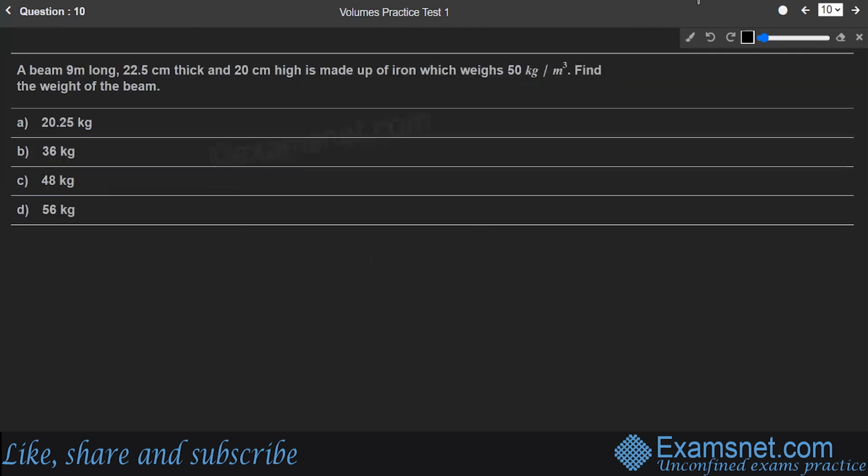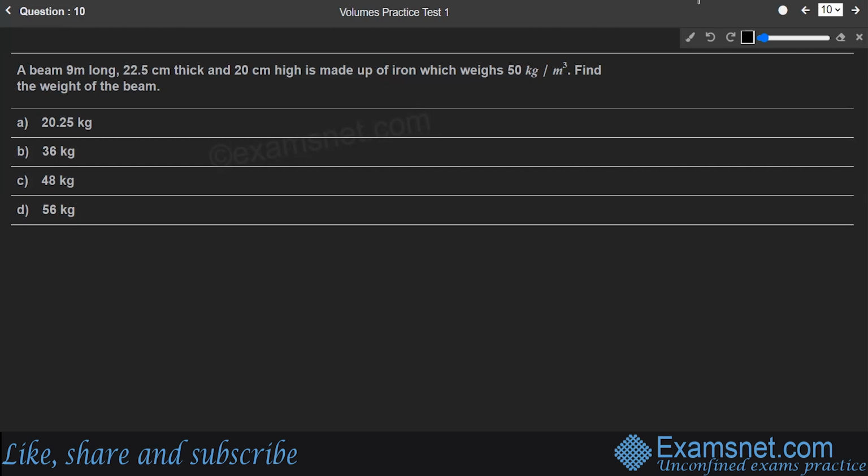Now he says a beam of 9 meter long, 22.5 centimeter thick and 20 centimeter high is made up from iron which weighs 50 kg per meter cube. This is the statement given. Obviously the things have been recasted or remelted and redrawn. So we have to consider the same consideration and then we can solve the question like that.